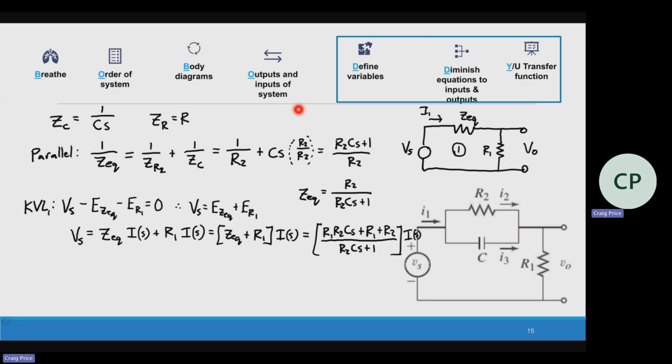Okay, so this is all good. I have now found the total impedance. I could call that the total impedance. Is that what we're looking for with this problem? Total impedance? No, we're not. What we're looking for is the output voltage. My goal is to find output voltage as a function of input voltage.